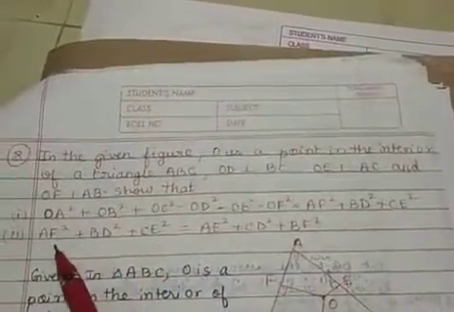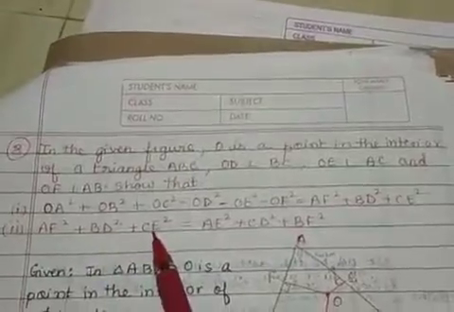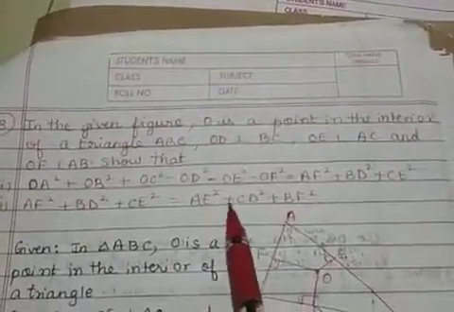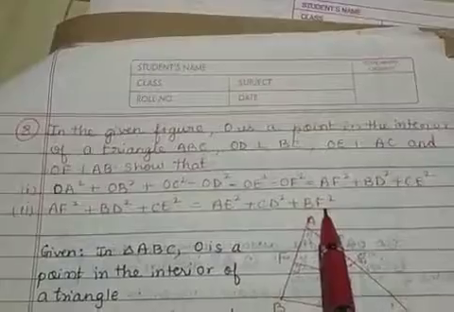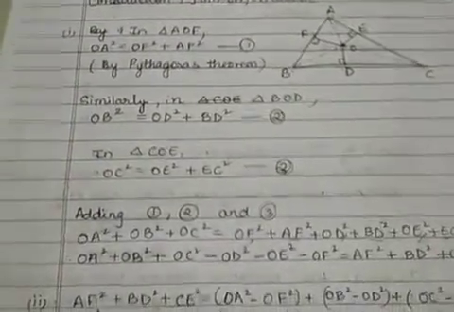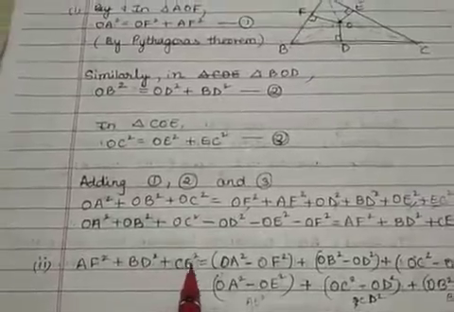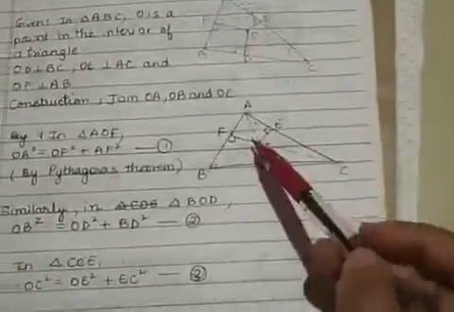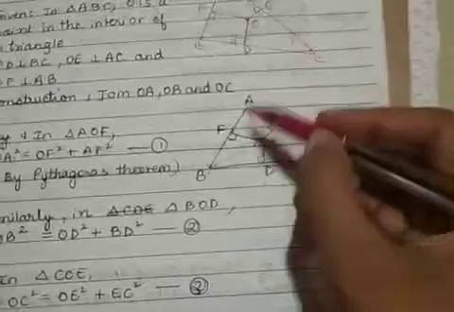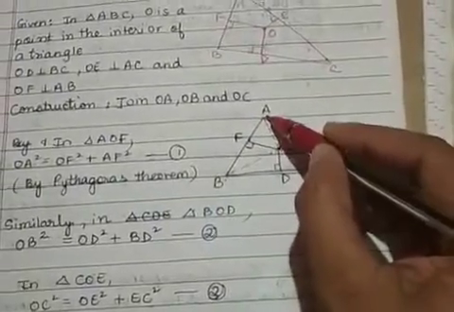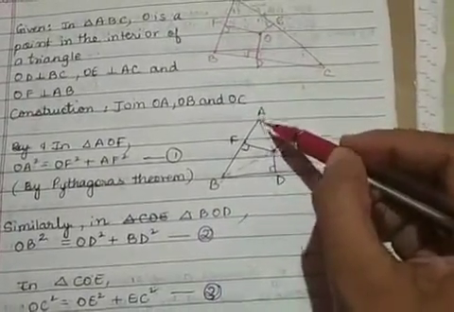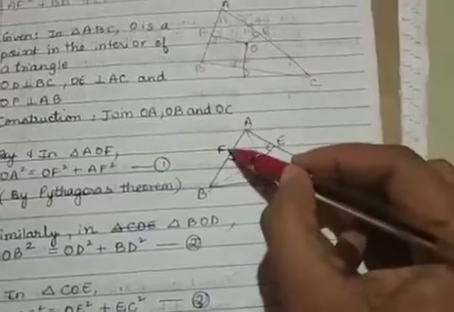Now let us look at the second one. We need the same AF square plus BD square plus CE square is equal to AE square plus CD square plus BF square. So let us take the left hand side. Left hand side is AF square plus BD square plus CE square. Now if you look at the figure, what is AF square? So if you take this triangle, AF square is OA square minus OF square.